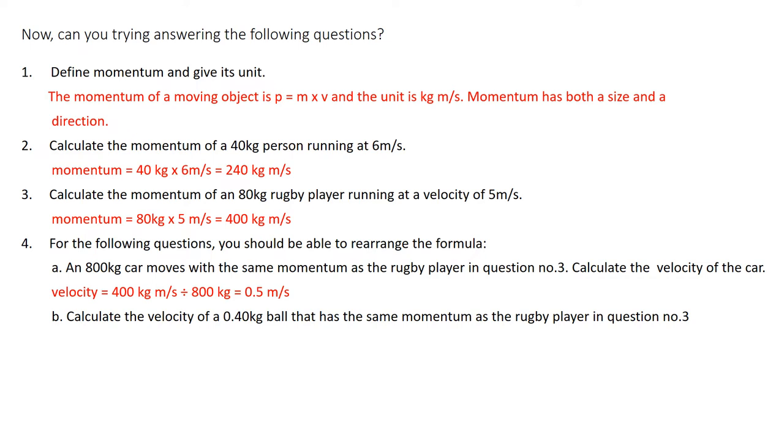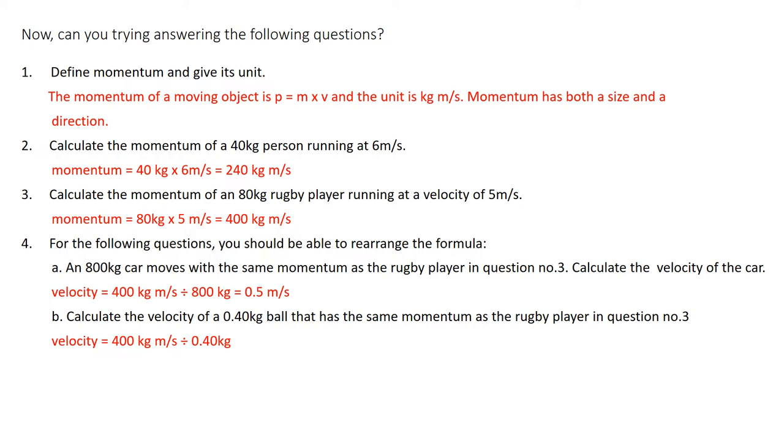What a wally? Sorry. A car moves with the same momentum as a rugby player. Velocity equals momentum divided by mass, and we're rearranging the equation this time to do 400 divided by 800 equals 0.5 meters per second. See that? Said it right. And calculate the velocity of a 0.4 kilogram ball, which has the same momentum as the rugby player in question number 3.